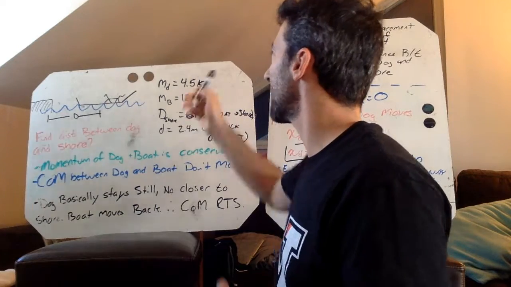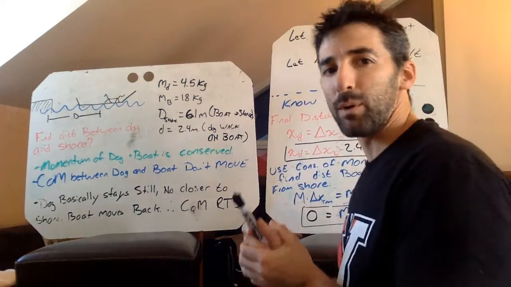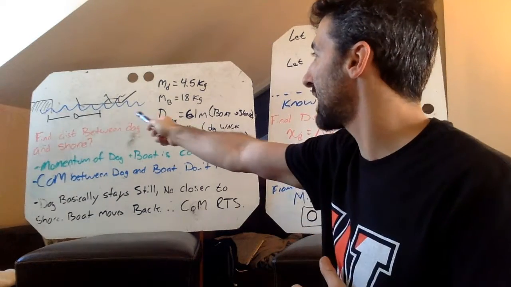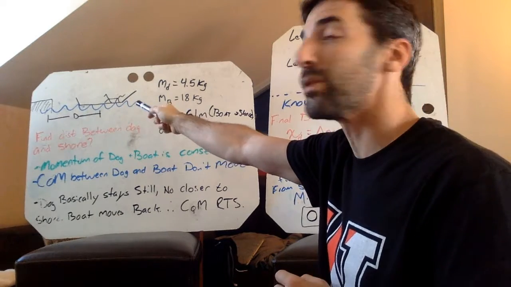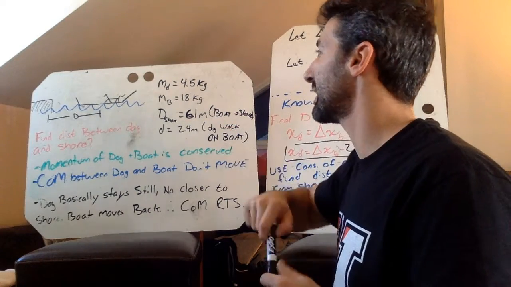Let me give you things that I know. My given information: I know the mass of the dog is 4.5 kilograms. I know the mass of the boat is 18 kilograms. What I'm defining, capital D, is the distance between the center of mass of the boat-dog system and the shore. That's 6.1 meters, if you can't read that.